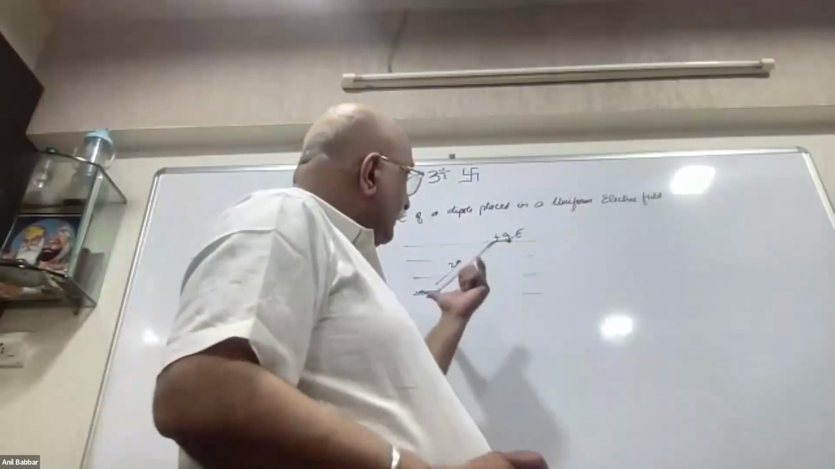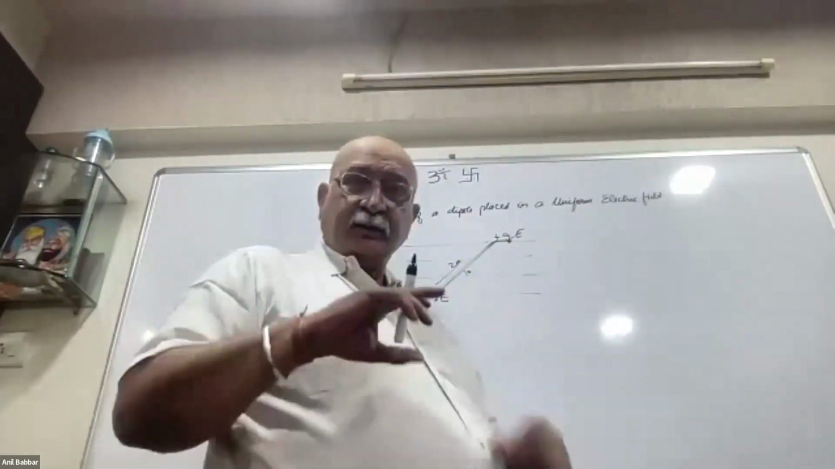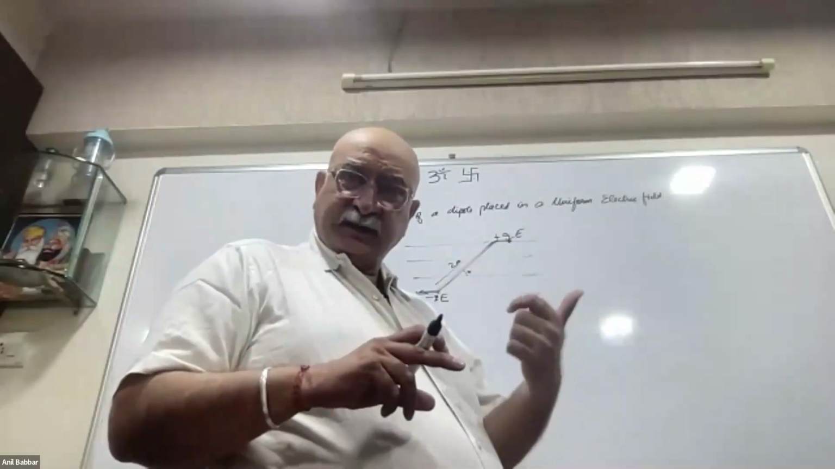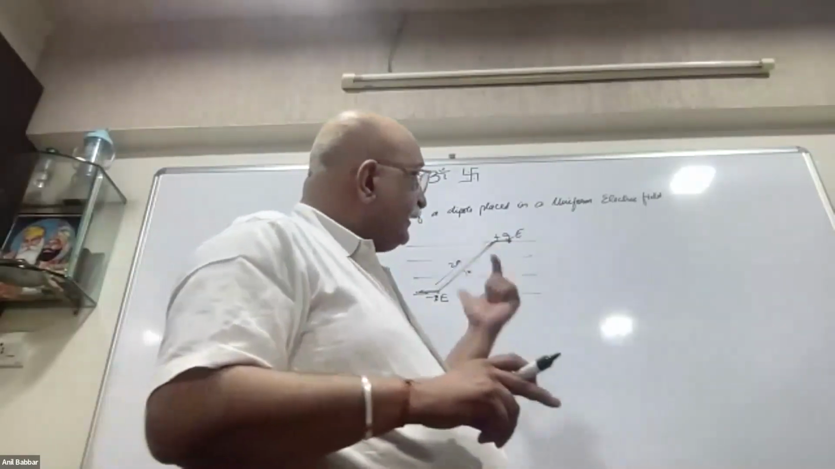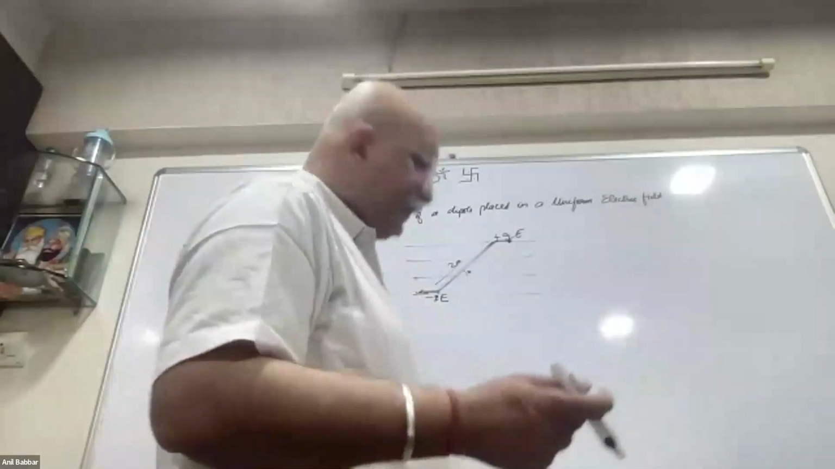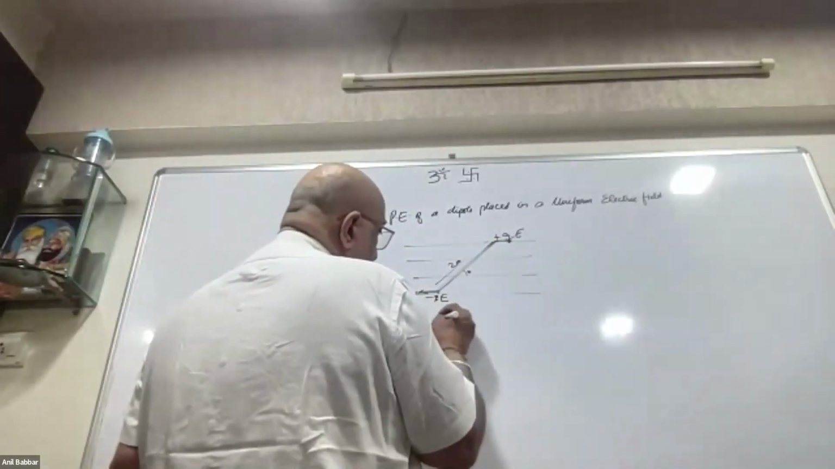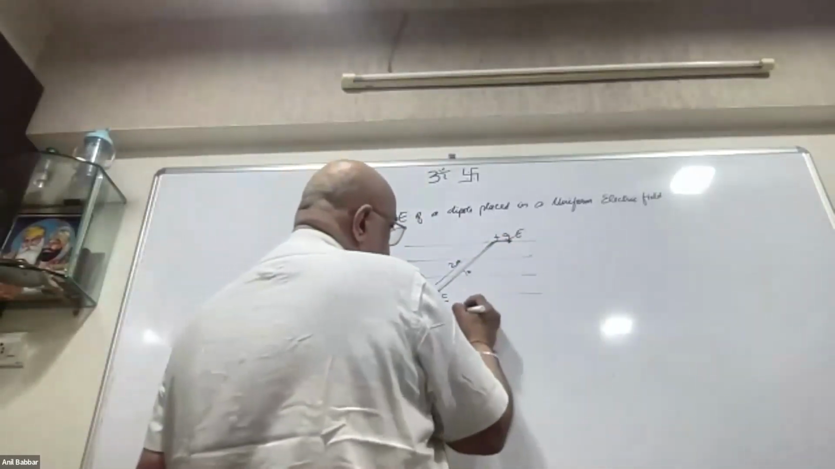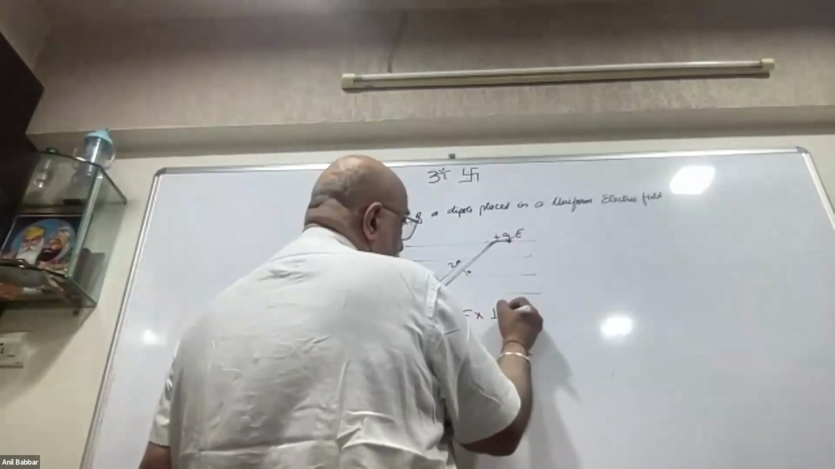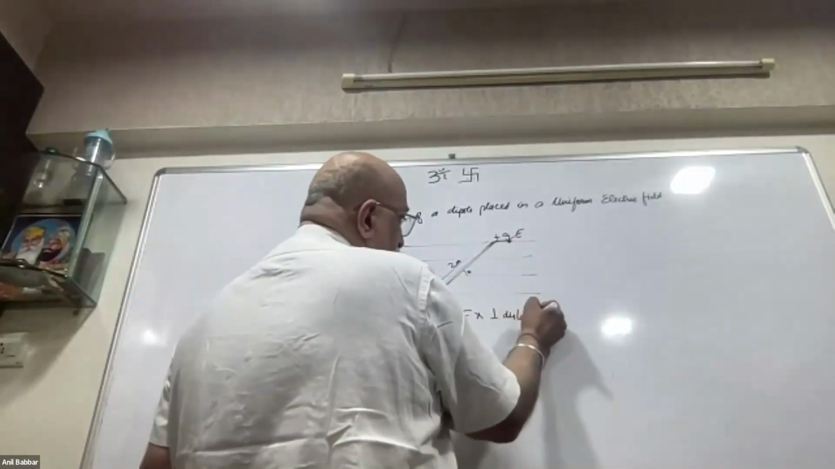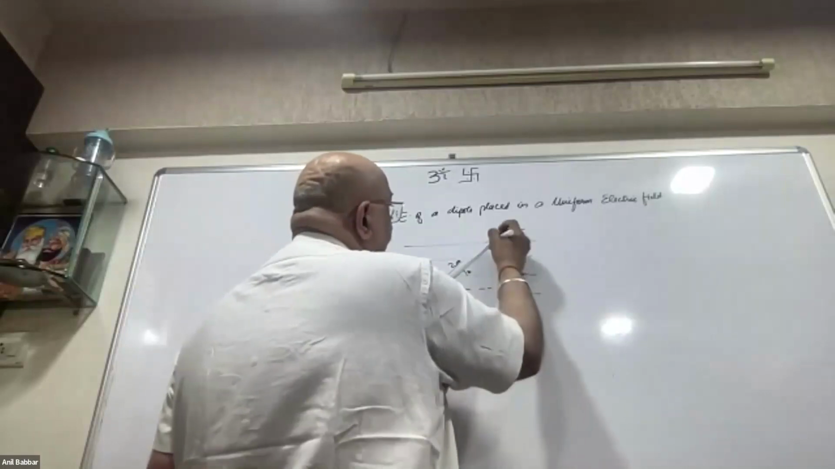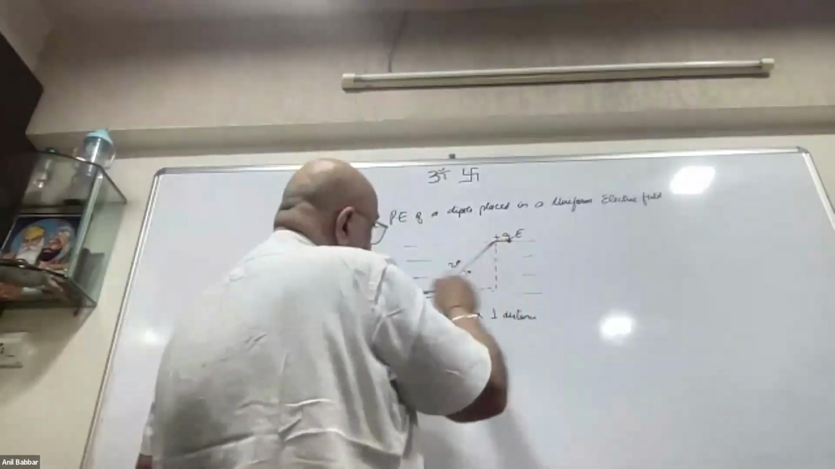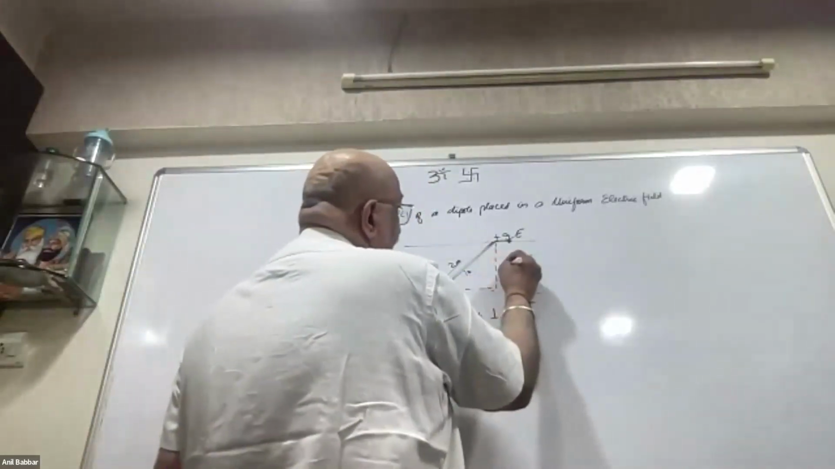But here a couple is formed, so it has to rotate. To rotate it, a torque is produced. The torque is the force into the perpendicular distance. So what is the perpendicular distance? That's 2a sin theta. This is theta, so this is 2a sin theta.